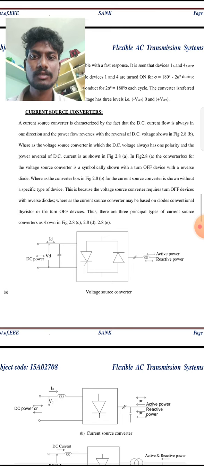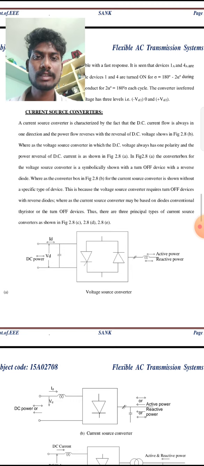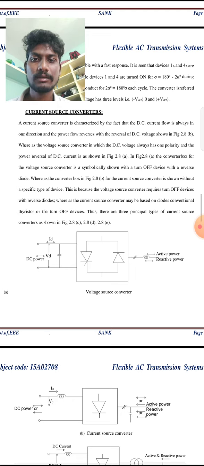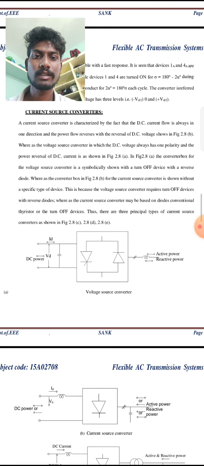A current source converter is characterized by the fact that the DC current always flows in one direction and the power flow reverses with the reversal of DC voltage, as shown in figure B. Whereas in the voltage source converter, the DC voltage always has one polarity and the power reversal takes place through reversal of DC current, as shown in figure A.